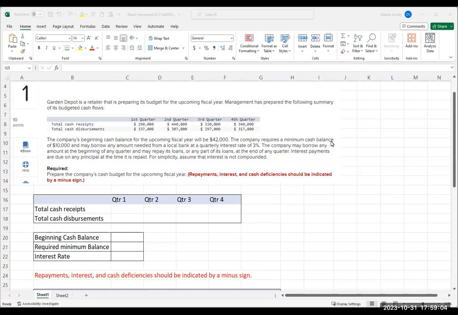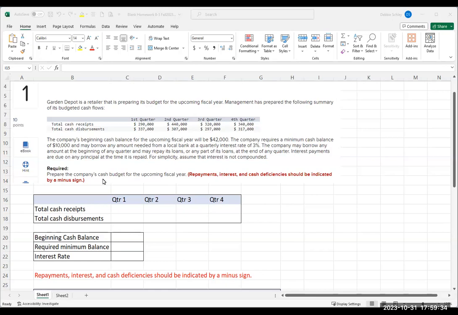The company requires a minimum cash balance of $10,000 and may borrow any amount needed from a local bank at a quarterly interest rate of 3%. The company may borrow any amount at the beginning of any quarter and may repay its loans or any part of its loans at the end of any quarter. Interest payments are due on any principal at the time it is repaid. For simplicity, assume that interest is not compounded.